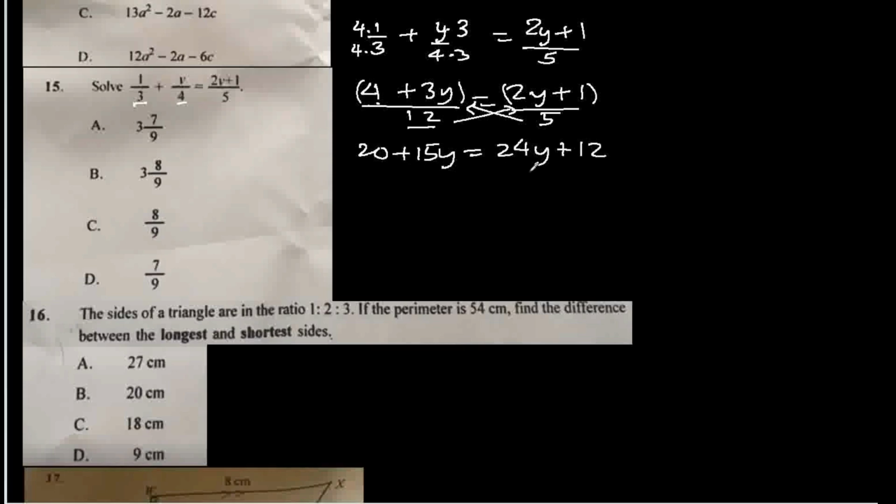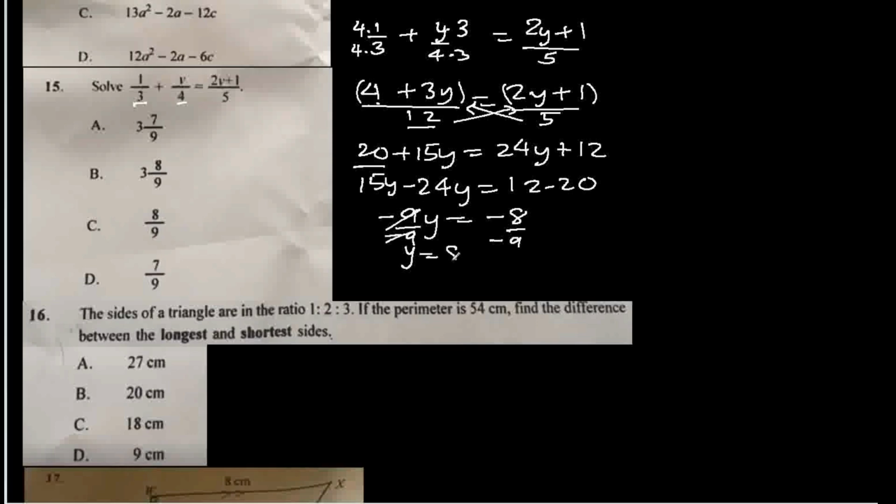Okay, so let's bring y's to the left side. 15y minus 24y, and this 20 goes to the right, 12 minus 20, so minus 9y equal to minus 8. So y becomes, divide both sides by negative 9, positive 8 over 9, these two cancel out. 8 over 9. C is the solution in this case.